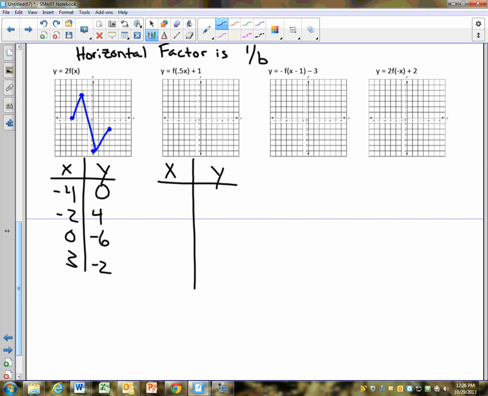So here's what we're going to do. We're going to take our x values and we're going to double them. That's what this 0.5 does. Doubles our x values. So instead of -4, we have -8. Instead of -2, we have -4. Instead of 0, we have 0. Instead of 3, we have 6. So the x values get doubled.